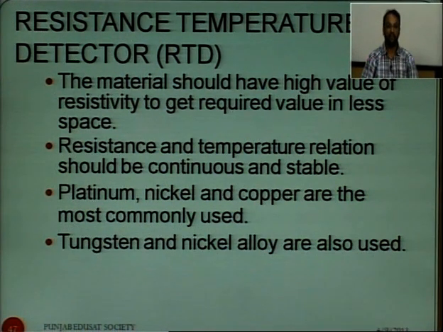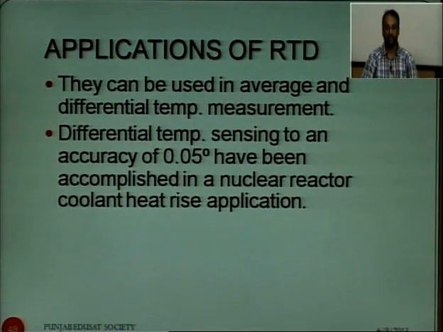Platinum, nickel, copper are the most commonly used types of materials for RTDs. Sometimes tungsten and nickel alloy are also used. Applications of RTD: they can be used in average and differential temperature measurement. Differential temperature sensing to an accuracy of 0.05 degree centigrade has been accomplished in a nuclear reactor coolant heat rise application. So, these differential temperature measurement type of RTDs are used in nuclear reactor coolants when there is a rise in the heat.